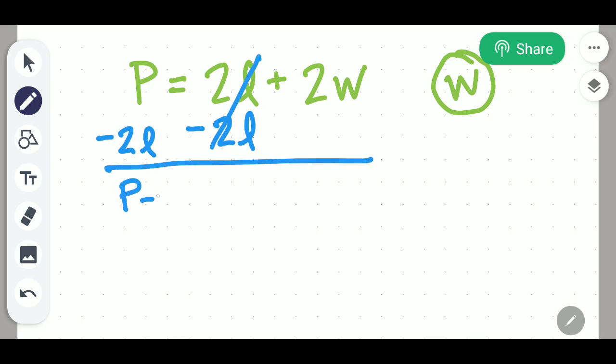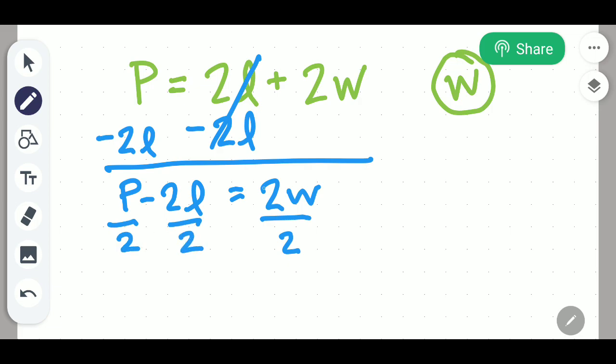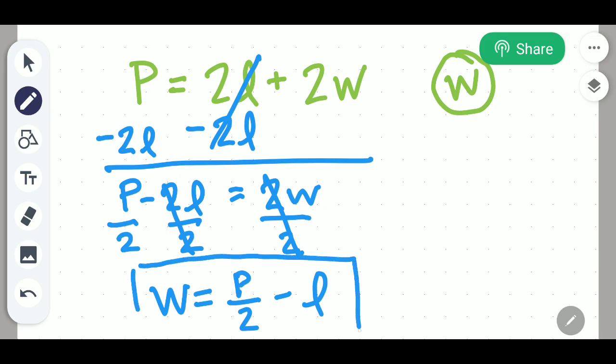So you have P minus 2L equals 2W, right? Finally, looking at W, W is being multiplied by 2, so we divide by 2. You divide every single part by 2, right? Get rid of this. So W equals P over 2 minus L, because these 2's cross out right there. Okay? So we have now solved for W. All right? So now let's look at a word problem.